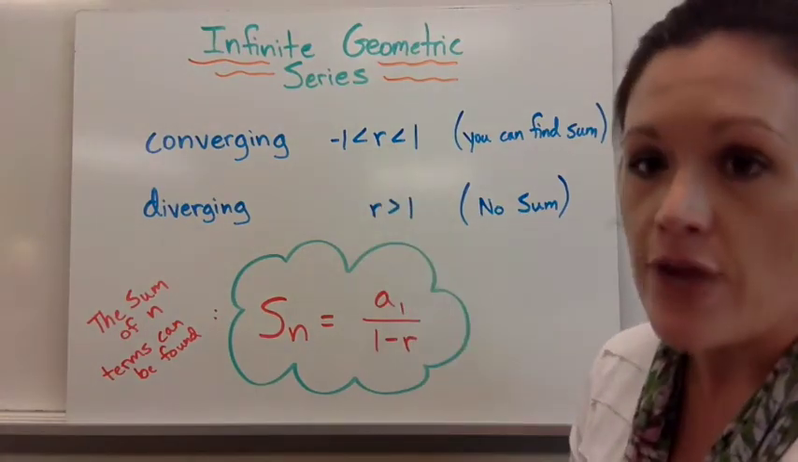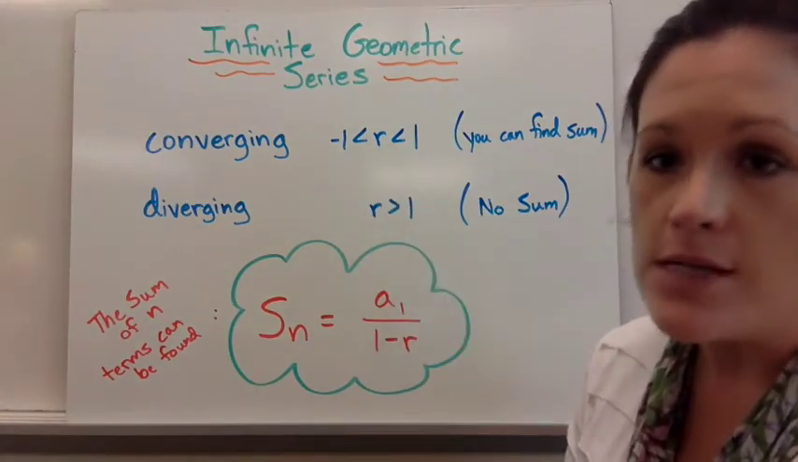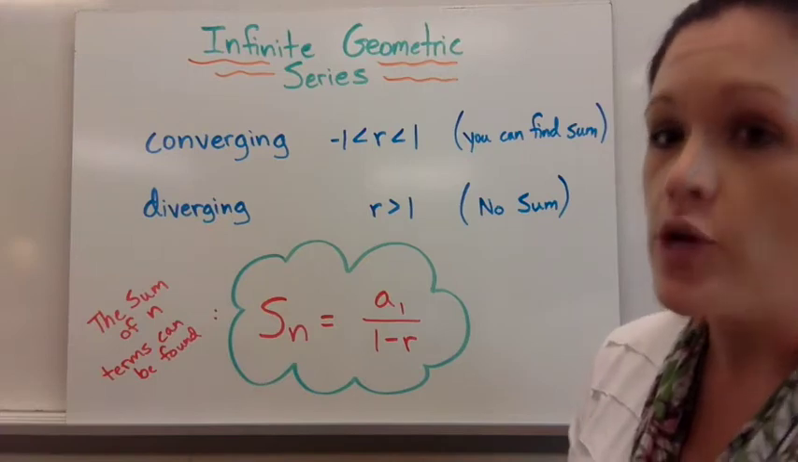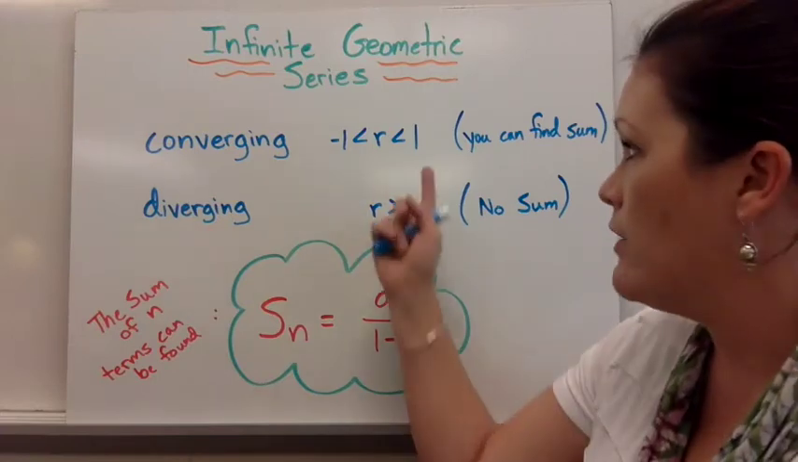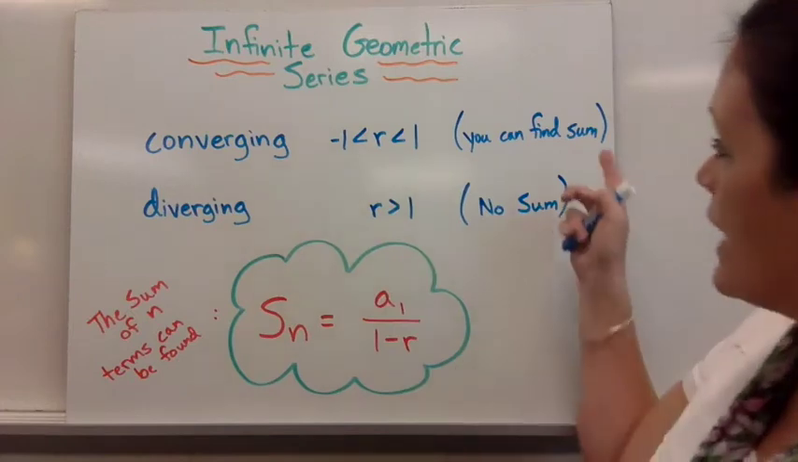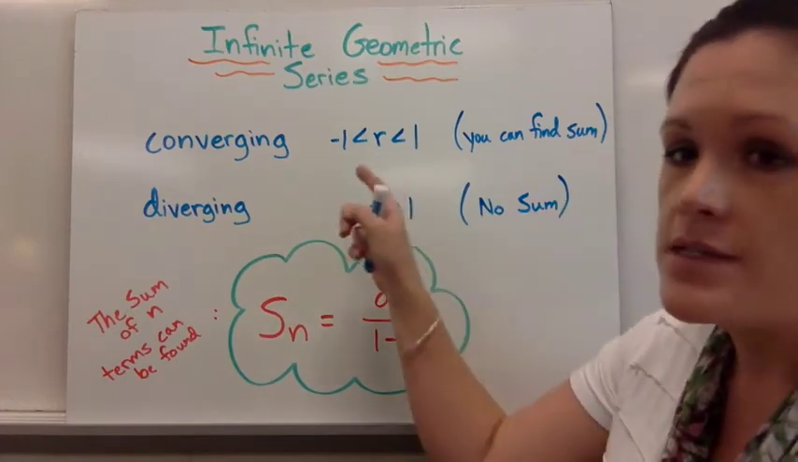So usually it looks like a fraction, like 1/2, or it might be a decimal like 0.4. But it's no bigger than 1, whether it's positive or negative, is basically what that means. And then you can find the sum if it's converging.